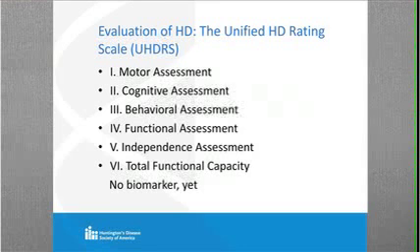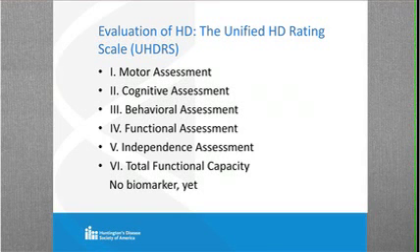The total functional capacity, we're going to go into it in a little bit more detail, but this is how we stage the disease. At this point, the whole UHDRS is how we measure the disease and stage it. There is no biomarker. There is no blood test to say, oh, you're in stage 1 Huntington's disease. But that would be nice, and it's in development.